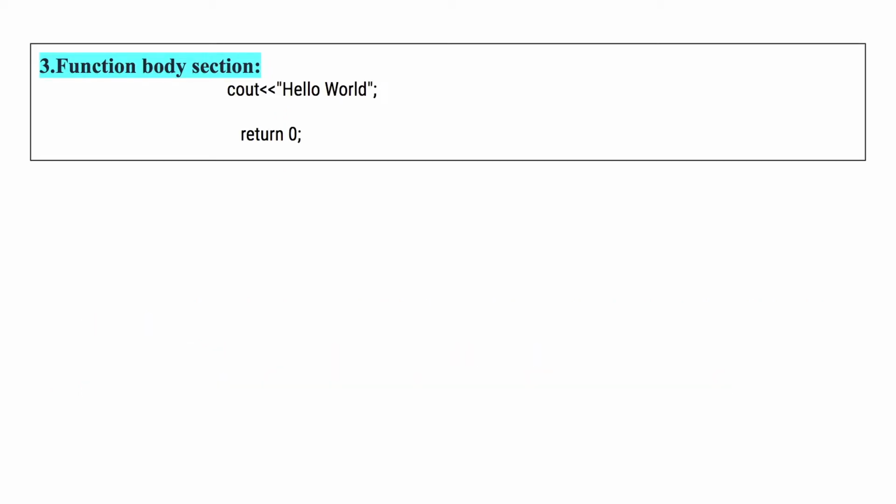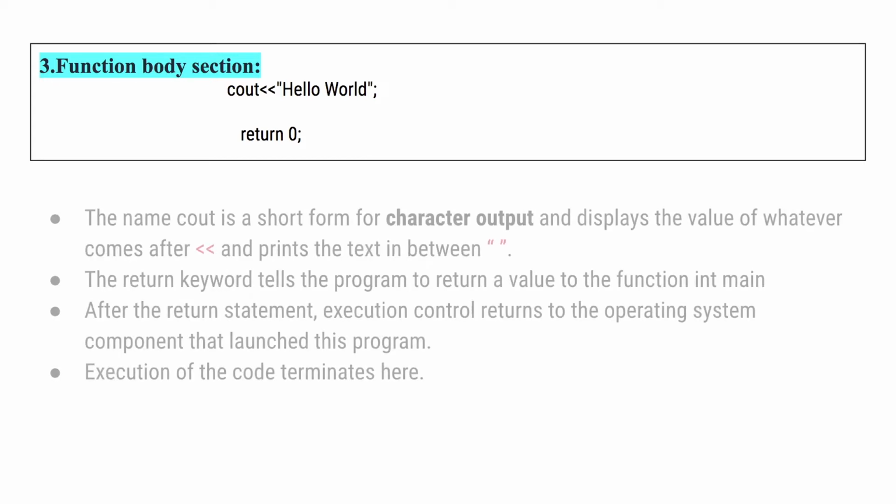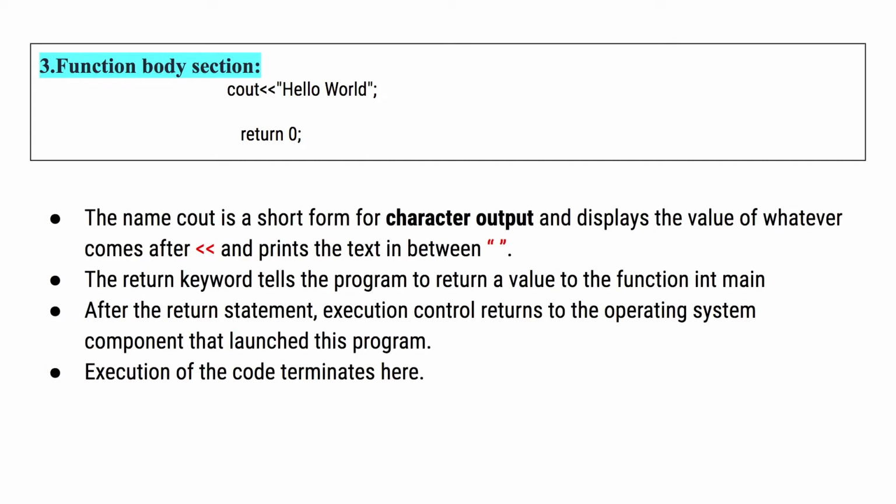The name cout is a short form of character output and displays the value that comes after this shift operator, or prints the text in between this. The return keyword tells the program to return a value to the main function int. After the return statement, the execution control returns to the operating system component that launched the program. Therefore, the main function should end with a return 0 statement, where 0 indicates success and a non-zero value indicates failure or error. Execution code ends here.